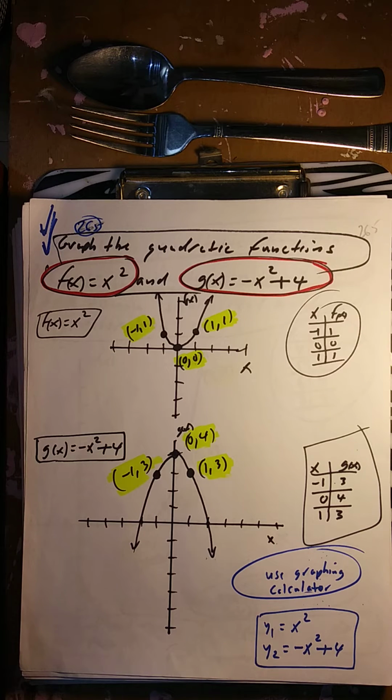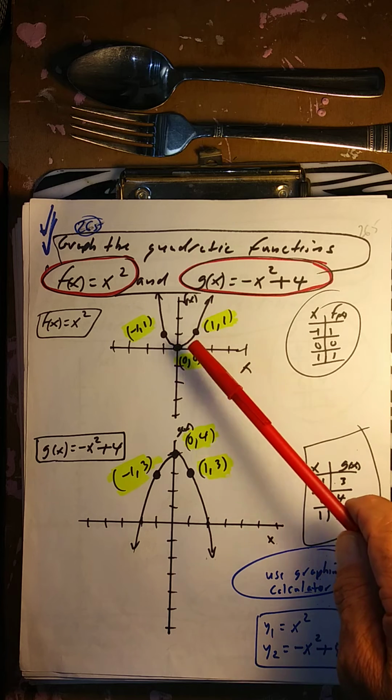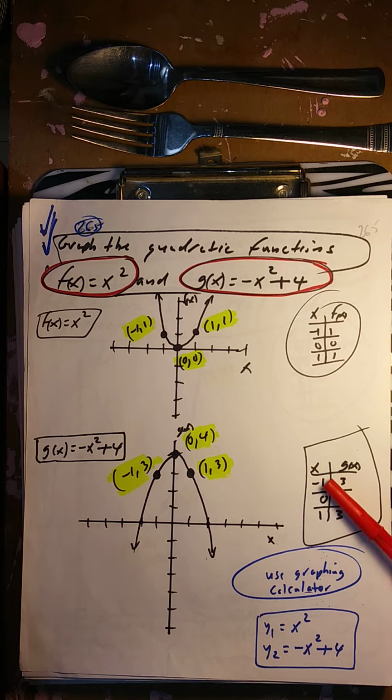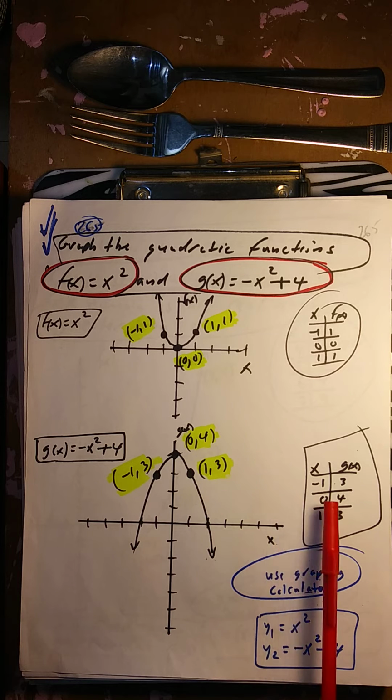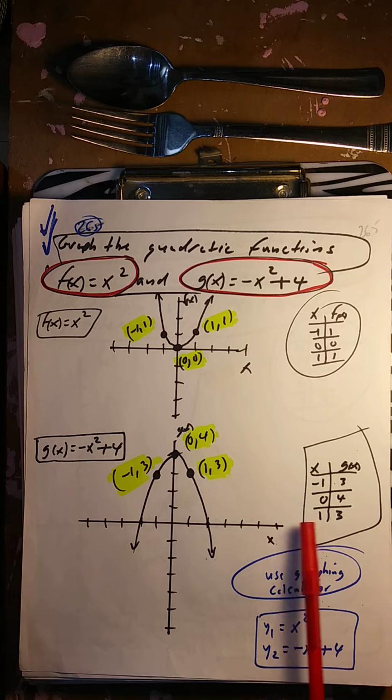Another graph. F of x equals x squared. G of x equals negative x squared plus 4. Alright, same thing. The original graph is the same one. But when I put those numbers again, the negative 1, the 0, and the 1 in there, guess what happens? At negative 1, I got 3. At 0, I got 4. And at 1, I got 3.